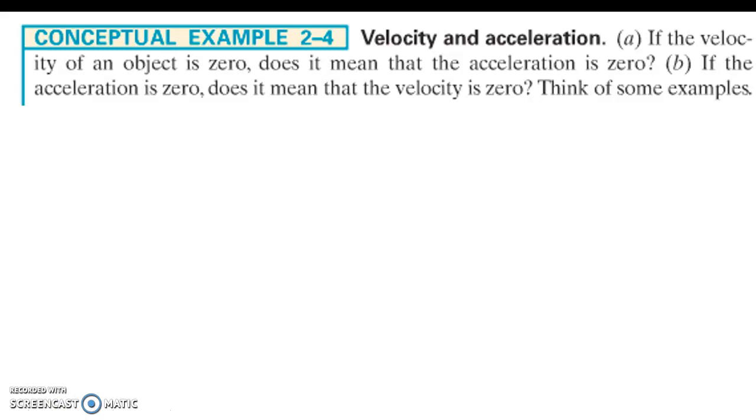So let's think about a situation here. If the velocity of an object is 0, does it mean that the acceleration is 0? If the acceleration is 0, does it mean that the velocity is 0? I want you to think about that. If velocity is 0, does it mean that the acceleration is 0? That's the question. Let's think about our velocity. We could be going to a point where it's 0, so our acceleration doesn't necessarily have to be 0.